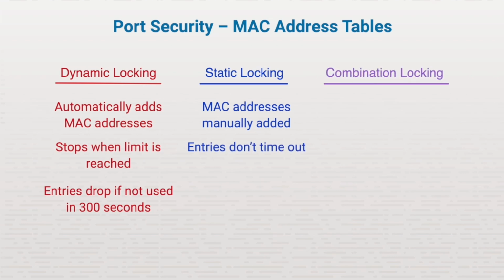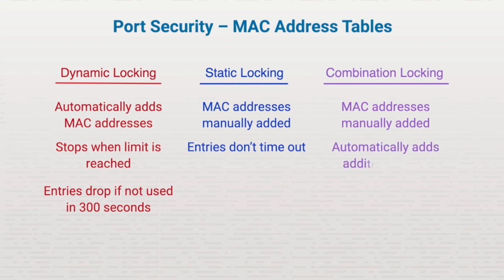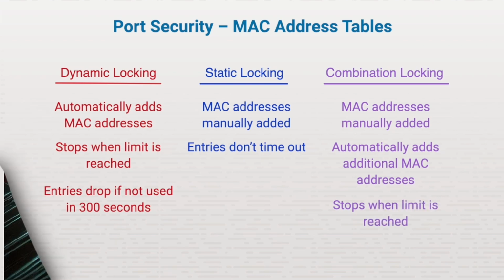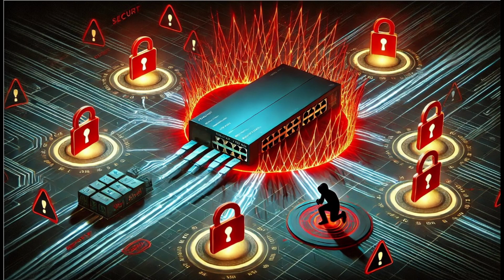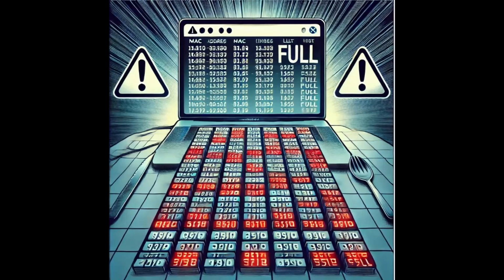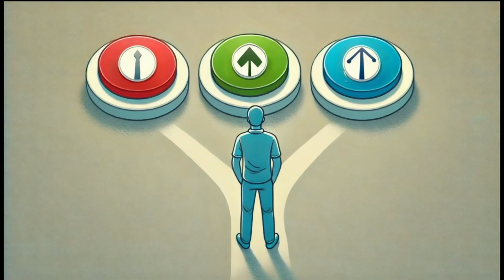To use both static and dynamic locking, you can manually add some MAC addresses to the table and then use the sticky feature to dynamically add any incoming traffic's MAC addresses. These can be added until the capacity has been reached. Violations occur when traffic comes to a secure switch from devices that aren't listed in the table or when the table's capacity is full. You can choose which action should be taken in the event of a port security violation.